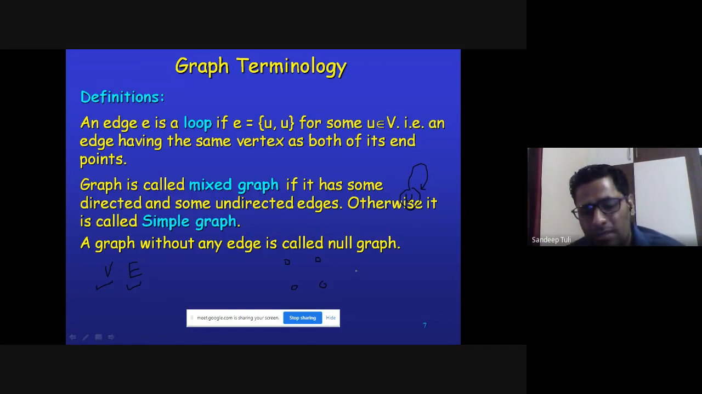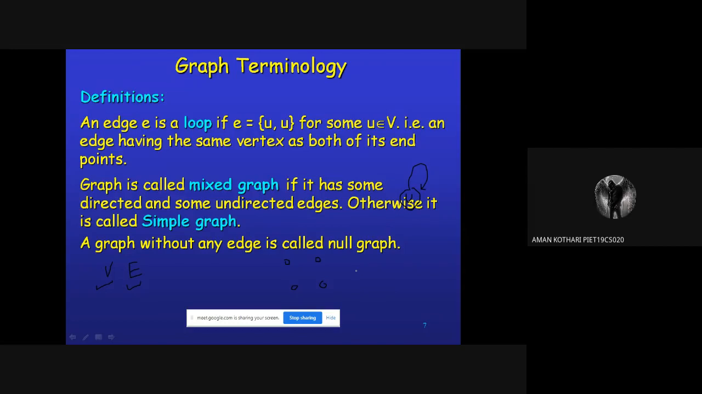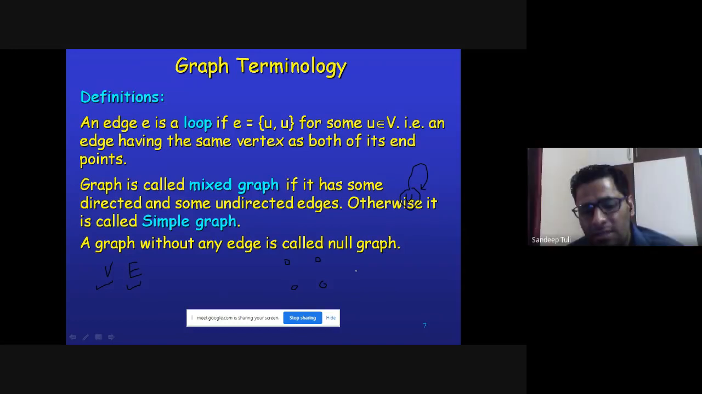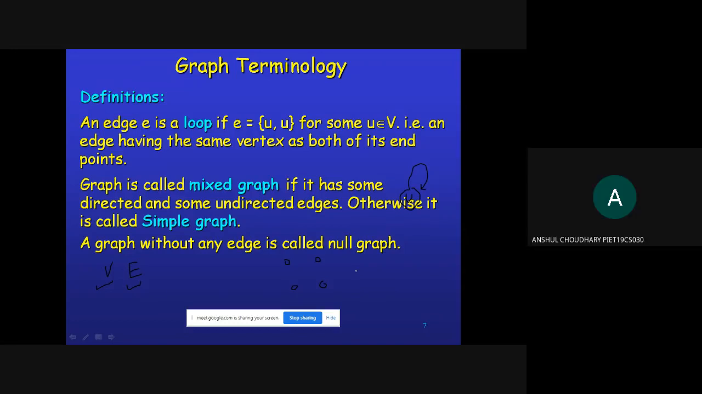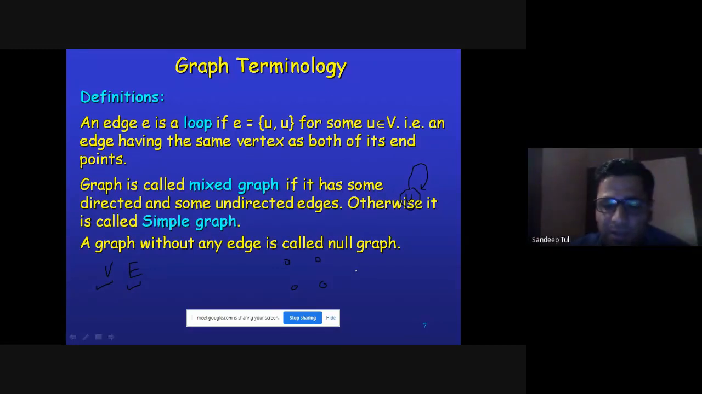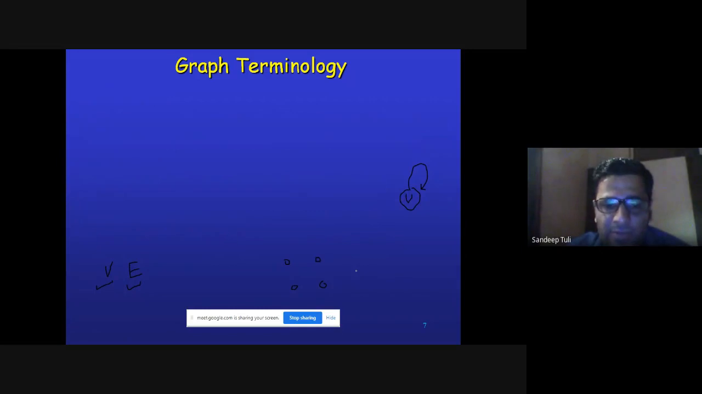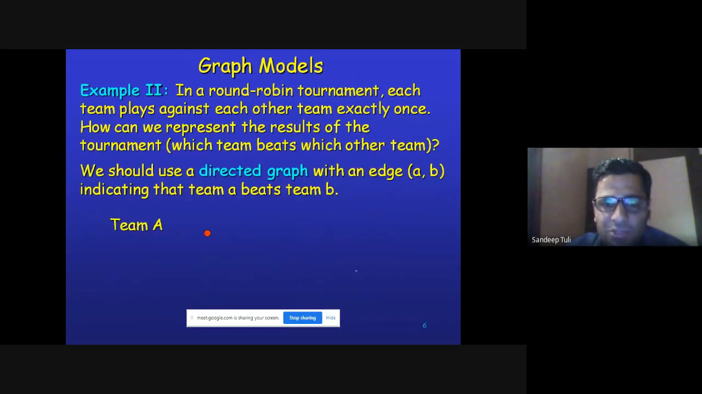How many vertices are there? Four. How many edges are there? No edges. So in the definition of a simple graph, we have learned that V should be non-empty.